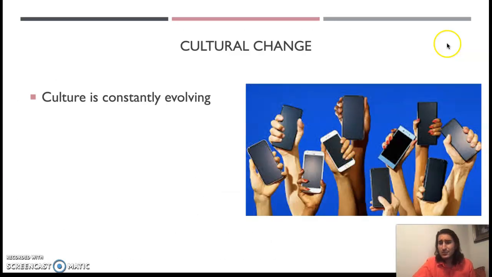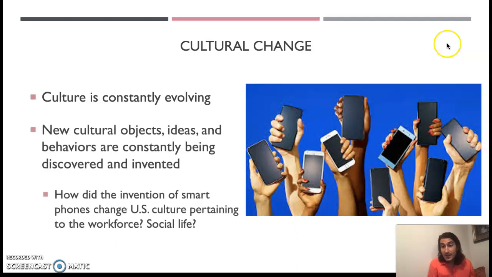Cultural change. Culture, like society, like human beings, is constantly evolving. New cultural objects, cultural ideals and ideas and behaviors are constantly being discovered and invented. Just think, for example, how the invention of the smartphone changed US culture pertaining to virtually every aspect of social life, right? The workforce changed dramatically with the advent of the smartphone.